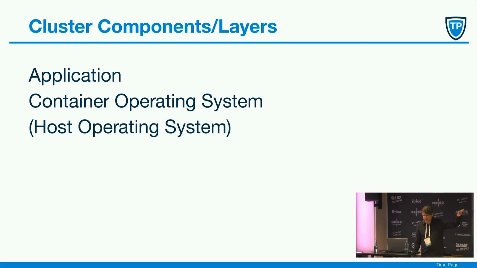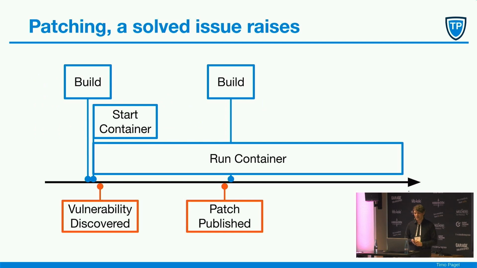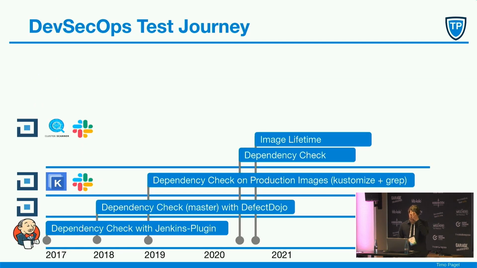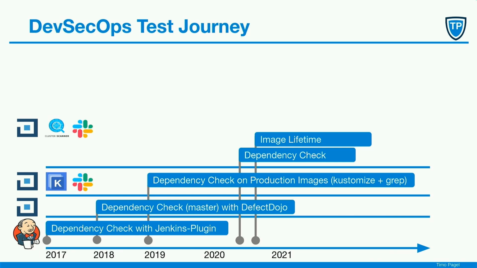In a container, in a cluster, we have different components. We have the application itself, we have the container operating system, and we have a host operating system. That's important to consider because, for example, dependency check is only checking the application, not the components of the operating system. In that small container, for example, glibc is one example which you most likely will have. What I added after dependency check are other scans.